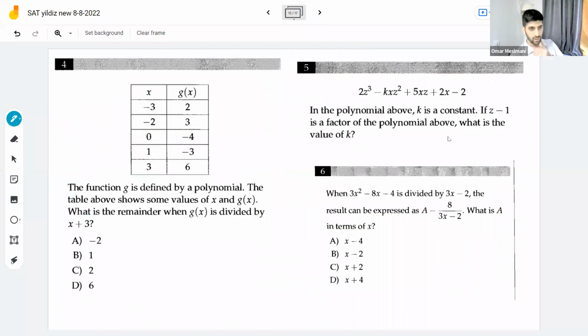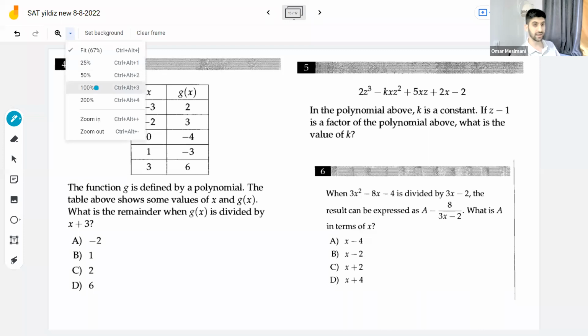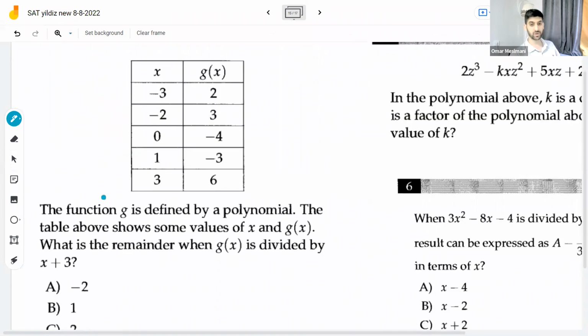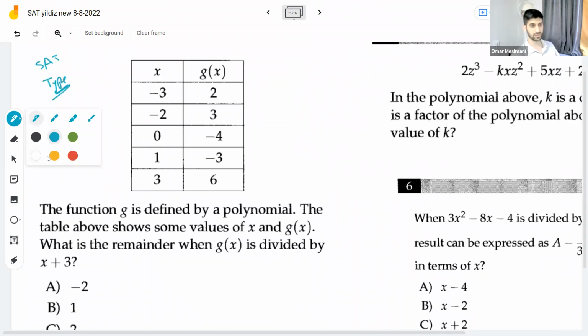4. The function, this is, by the way, 4 is one of the questions that the SAT, they like a lot. This type of questions that they liked so much. Yeah, this is SAT type. So this is so much important. All right, so the function g defined by the polynomial, the table above shows some values of x and gx. What is the remainder when gx is divided by x plus 3?